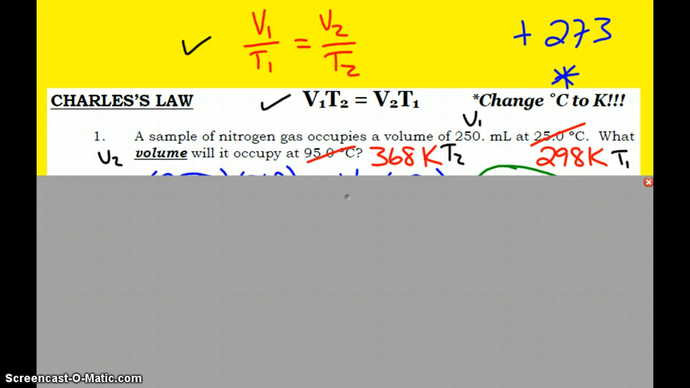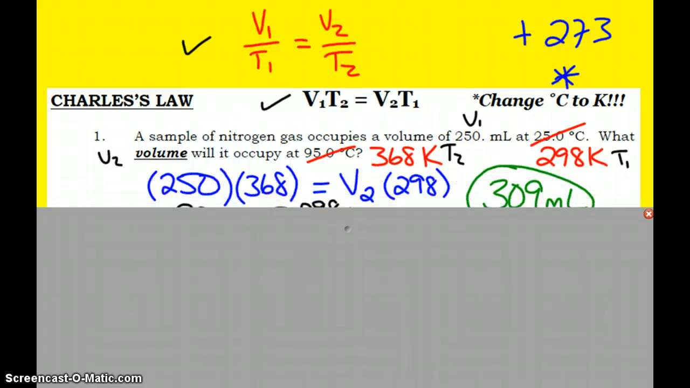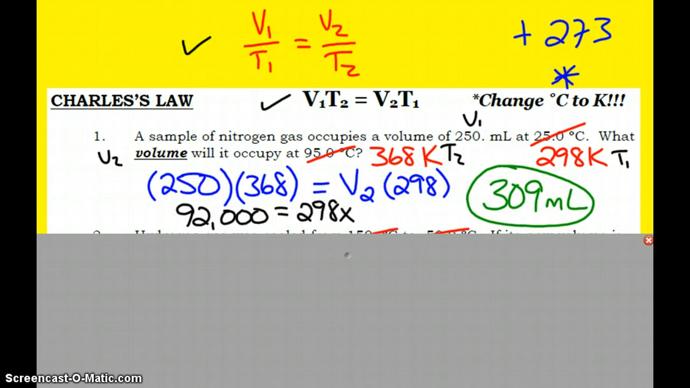If you use the fractions, the proportion up above, eventually you're going to have to cross multiply anyway, and you should end up at this point. 250 times 368 equals 298x. So I have to divide by 298, and that's how I get my 309 milliliters. Again, pause the video, set up the second one if you haven't done so already, and then check it out.